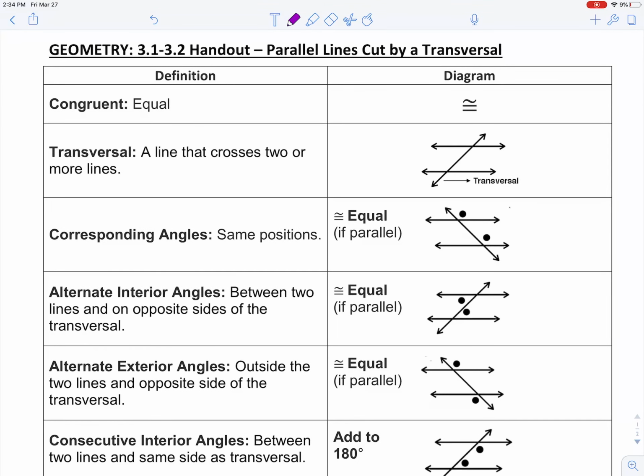Alright, so our first vocab word is congruent. It is really just a fancy word for saying equal. This is the symbol that represents congruent, and notice that it even has an equal sign in it with just a little squiggle on top.